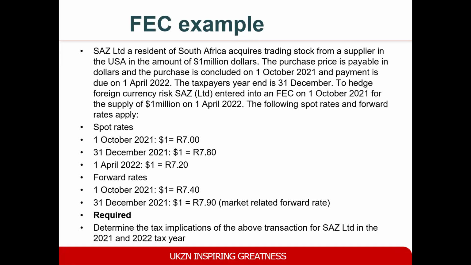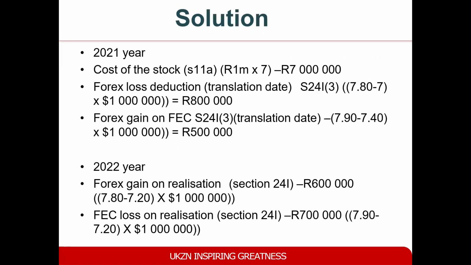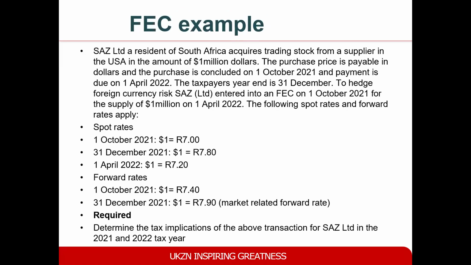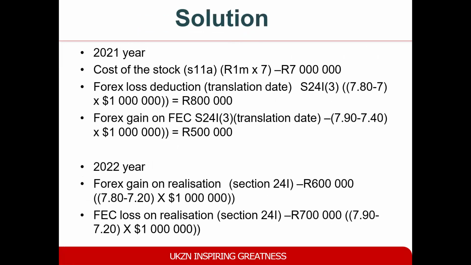FEC at that date, which is a translation date. Now, can you see that we are actually circling? Now, this is what makes it painful. We had to settle at 7 Rand 20, but we purchased the dollars at 7 Rand 40, which is the FEC contract. Now we're having a loss of what? 700,000. We take the 7 Rand 90 at year end. Now we take the 7 Rand 20, which is the spot rate at realization date. We're making a whole loss of 700,000.